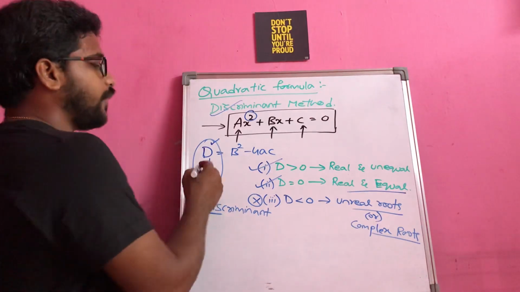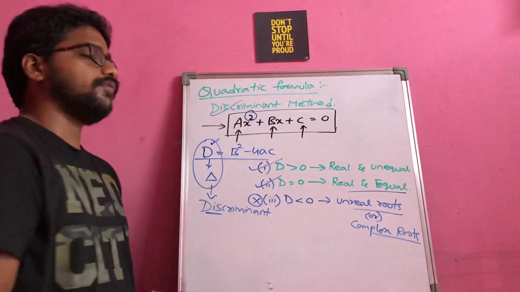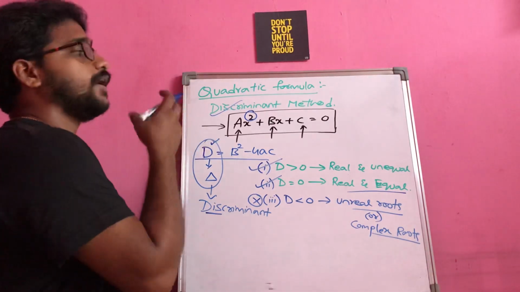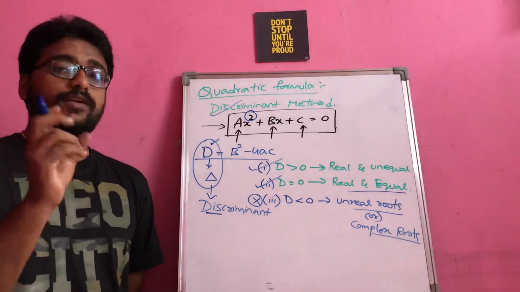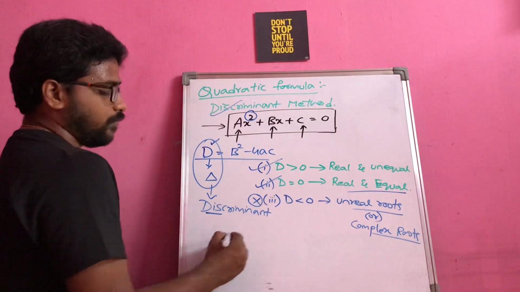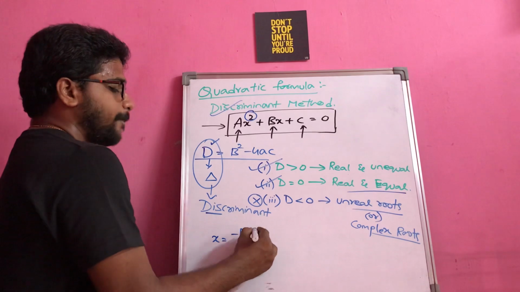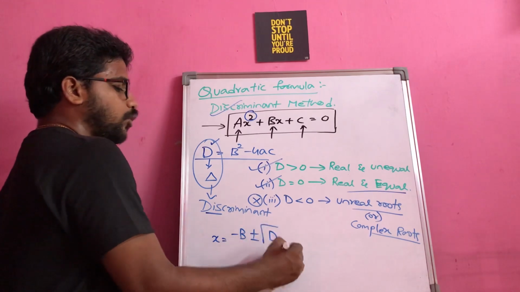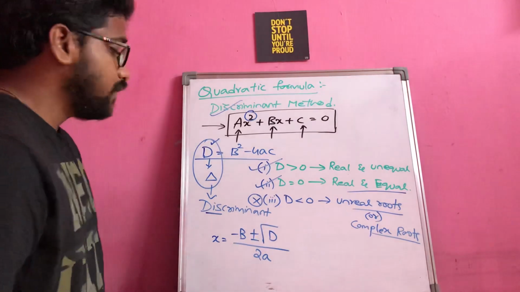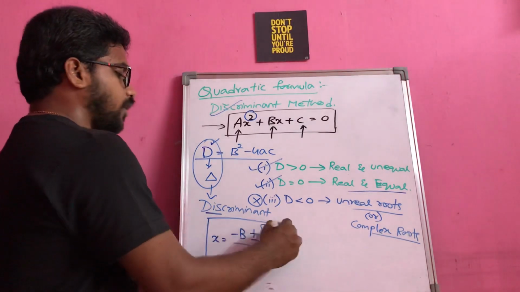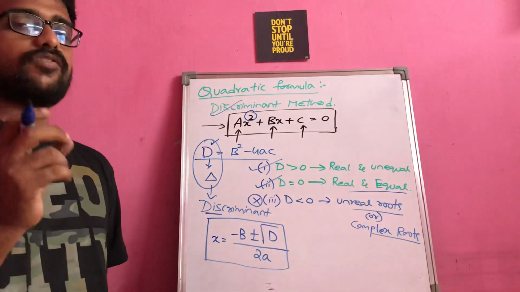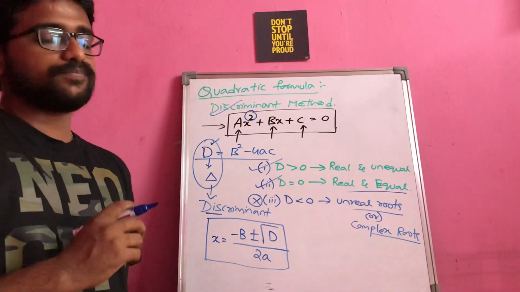So once you find the value of the discriminant D equal to b square minus 4ac, you have to substitute it to get the roots of the given quadratic equation. That formulation is given as x is equal to minus b plus or minus root over D by 2a. This is the quadratic formula that we are going to use to find the roots of a given quadratic equation.